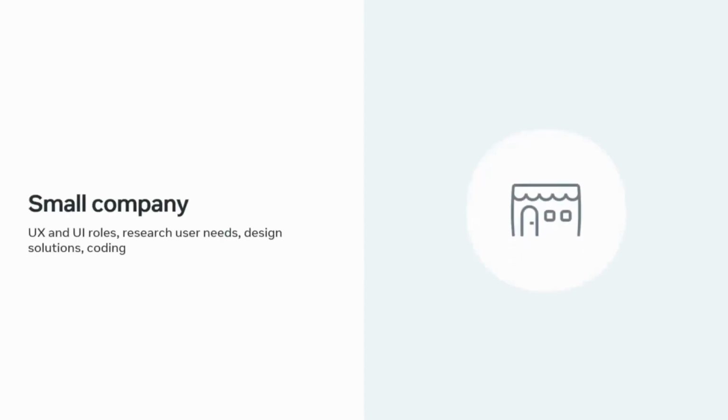In a smaller company, a designer might need to fulfill both the roles of UX and UI, researching user needs, designing solutions, and coding them up. Whereas in larger companies, there may be specialized roles within the disciplines. For example, a UX researcher may focus on just research, and a UX copywriter may focus on the content, words, and the tone of voice used in your product's copy.